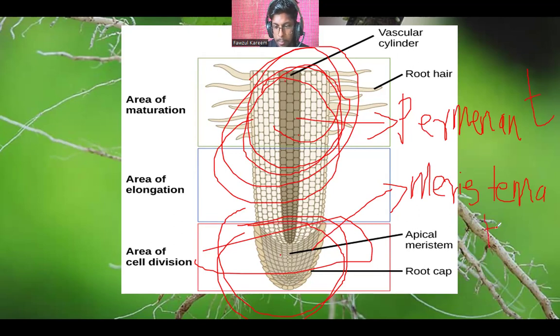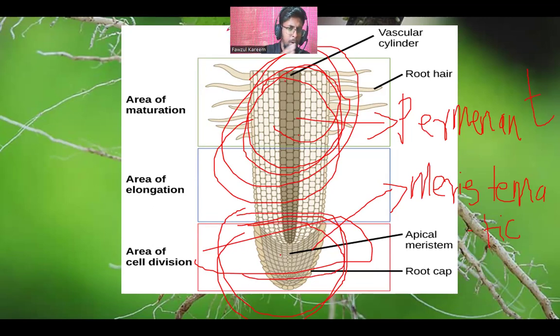Meristematic. Okay, wow. What's the name? Permanent. And what's the name of these tissues? This one, what's the name? Meristematic. Is it clear about the permanent tissues and the meristematic tissues? Anushya, Sweta, is it clear? Yes, sir. Okay, Anushya, yes, sir.